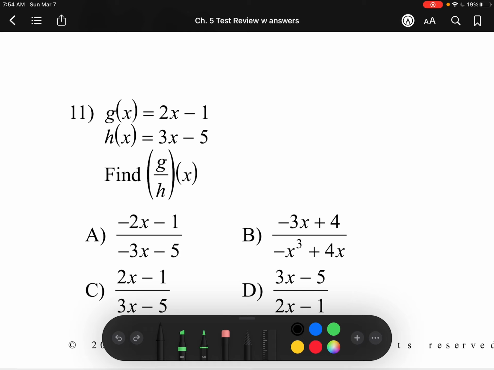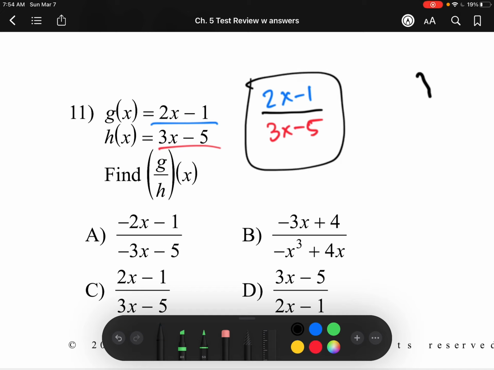So for number 11, we have function g of x and h of x. G of x is 2x minus 1. H of x is 3x minus 5. And it tells us to find g divided by h of x. So we're putting function g over function h. If you look at function g and function h without doing anything, they don't share any common factors, right? They're already in simplest form. You can't factor anything out of here, can't factor anything out of here, and they're not divisible by each other evenly. So we're going to be done as soon as we write our functions out, right? So I have function g, which is 2x minus 1, over function h, which is 3x minus 5. And this is our final answer.